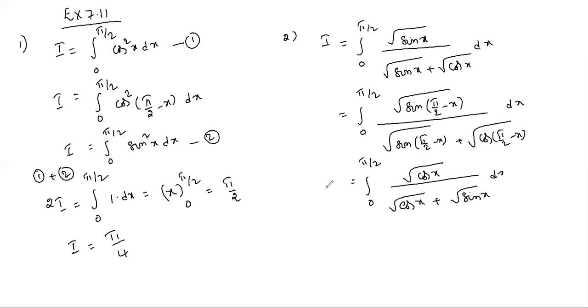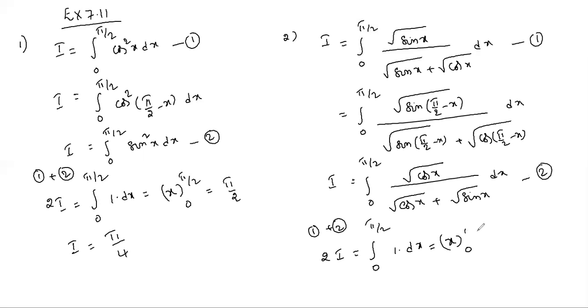So this is also I. Let the first be 1 and this be 2. So 1 plus 2, if you add, I plus I is 2I. So integral 0 to pi by 2, root sin x plus root cos x by root sin x plus root cos x is the same, 1, dx. So x between 0 to pi by 2 equals pi by 2. 2I equals pi by 2, so I equals the same answer, pi by 4. Similarly, we'll get the third one also the same, and the fourth one also the same.